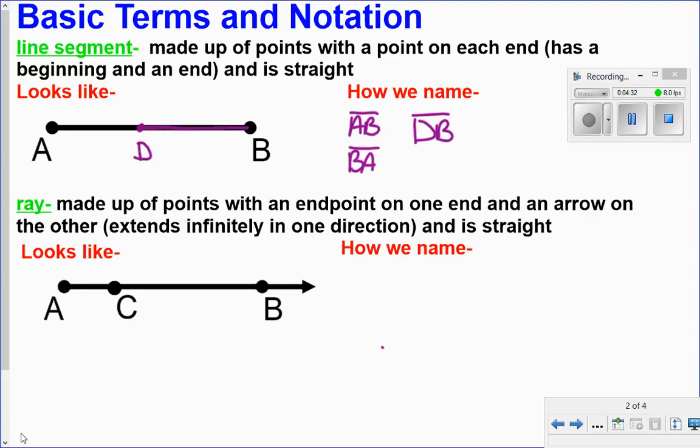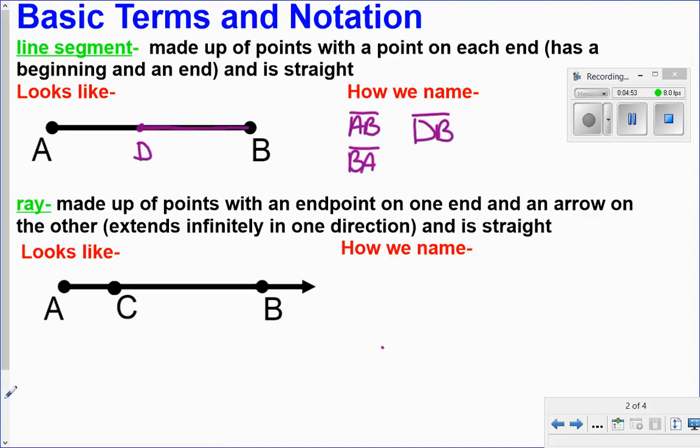Moving on to a ray. A ray is made up of points with an endpoint on one end. So we have this endpoint here. And on the other end, we have an arrow, which indicates that the other end extends infinitely in that direction. And it is also straight. So we can see that this is what a ray looks like.